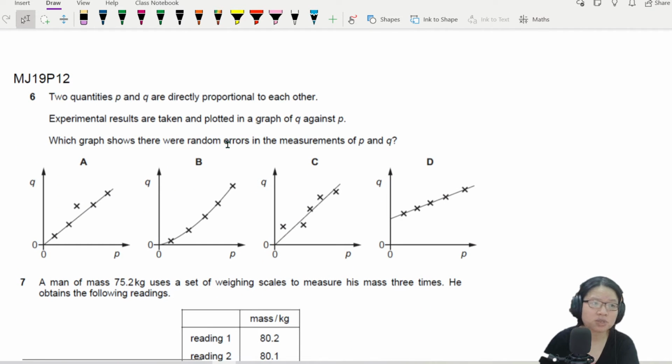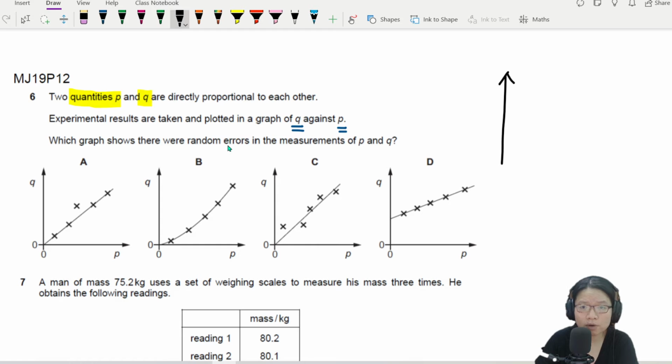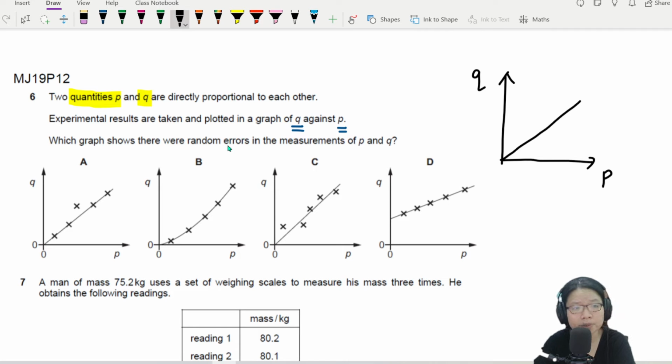This is from MJ19 paper 1-2. It says here that two quantities P and Q are directly proportional to each other. So if they are directly proportional, you should get a straight line, because experimental results are taken of a graph of Q against P. So we plot out a graph of Q against P. If P and Q are proportional, you should get a straight line passing through the origin. Which graph shows random errors in the measurement of P and Q?